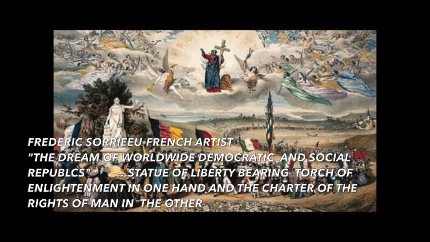And children, one more important thing is the significance of the Statue of Liberty, which is personified as a woman bearing the torch of enlightenment in one hand and the Charter of the Rights in the other. And on the earth, in the foreground of the statue, lie the shattered remains of the absolutist institutions. His utopian vision, where the people of the world are grouped as distinct nations, identified through the flags and national costumes. So, Frederic Sorio's painting.